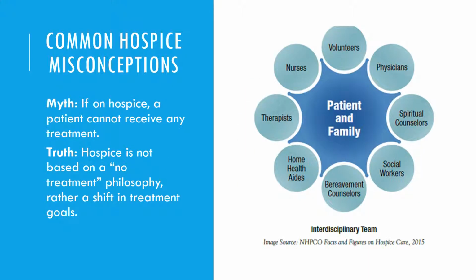The next misconception is, if on hospice, a patient cannot receive any treatment. The truth is, hospice is not based on a no treatment philosophy, rather a shift in treatment goals. If a patient is on hospice for cardiac problems and then breaks a bone, that injury can be treated without coming off hospice. The picture on this slide shows the team that participates in the care to reach the treatment goals. They include volunteers, physicians, spiritual counselors, social workers, bereavement counselors, home health aides, therapists, and nurses.